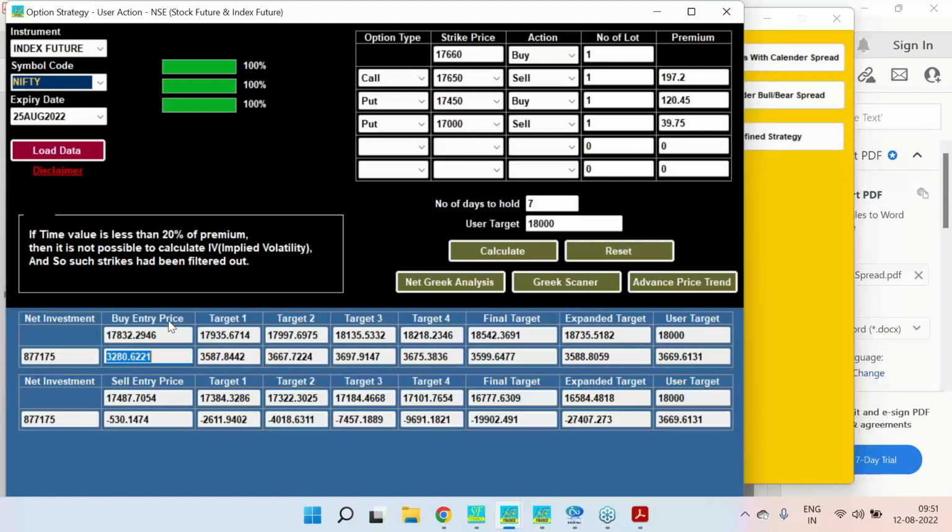However, when you are investing, when you get into the buy entry, the net investment will be this much. And the same way for the sell entry also. Okay, we have calculated this for this strategy. Now we're going to find the net Greek analysis for this strategy.